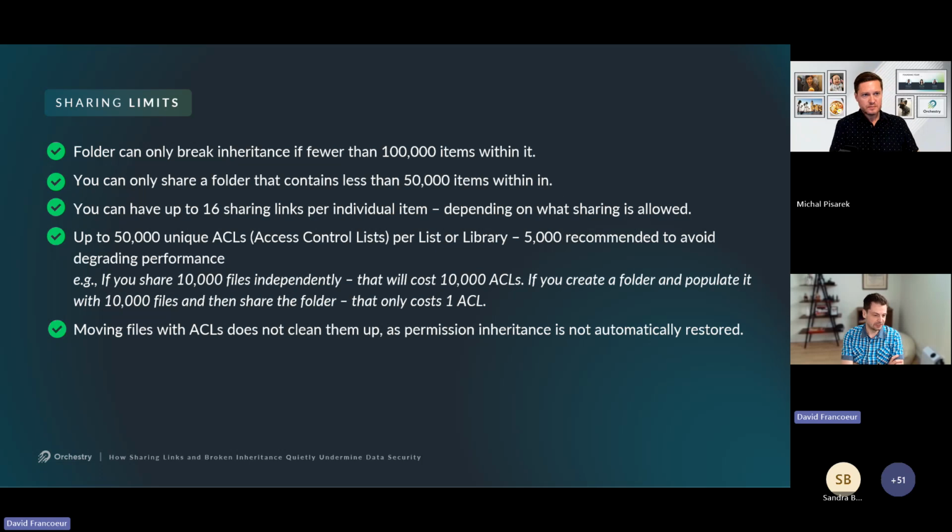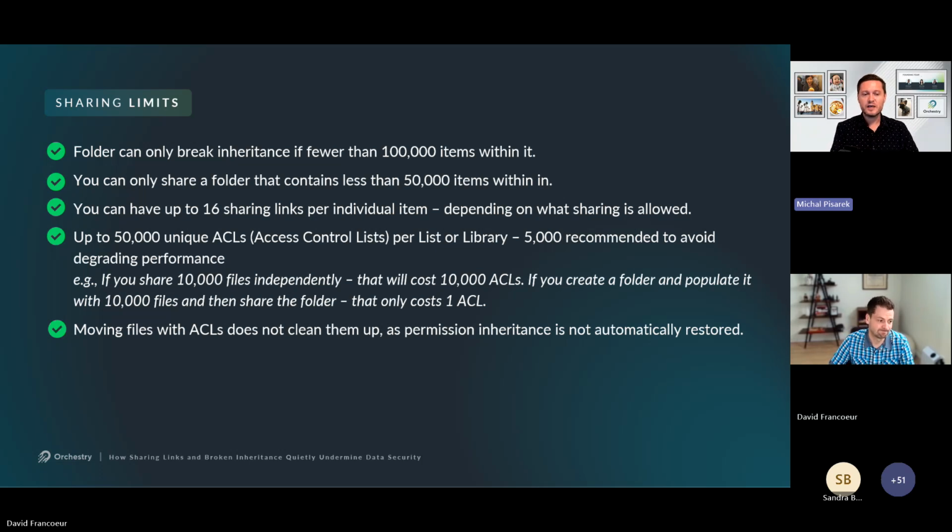Basically, behind the scenes, every time you break inheritance, you have what's called an ACL, which is essentially a list of the people that have access to that. And you can have up to 50,000 of these per list or library, but Microsoft is very explicit in saying if you go over 5,000, you will see performance degradation in your tenant. That's not a lot, really, right? When you think about it, in some of the scale of sizes of libraries we've seen, Michael, with terabytes of data, this can happen. Yeah.